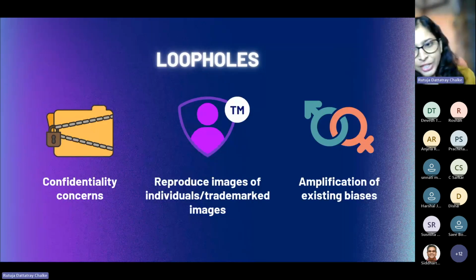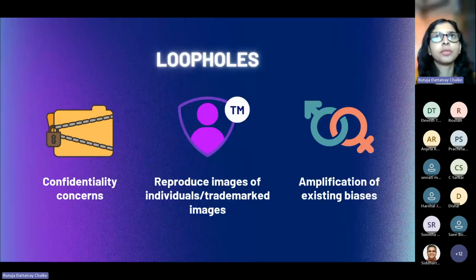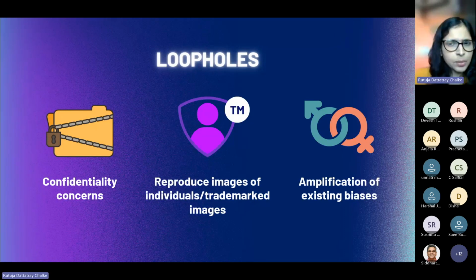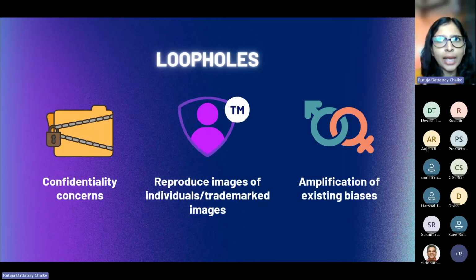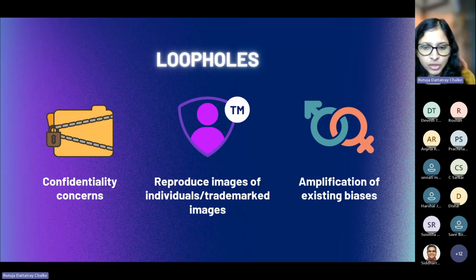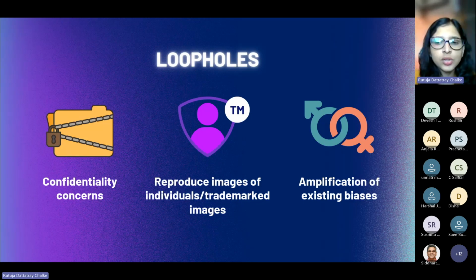And amplification of existing biases. For example, if I give a prompt to generate an image of a surgeon performing a certain surgery, 95% of the time the AI model will be trained to generate male surgeons performing the surgery. So this shows the gender bias because it exists so much on the internet overall, and the AI will eventually grab all that information to generate the image. That would lead to amplification of such biases like gender bias or even racism.